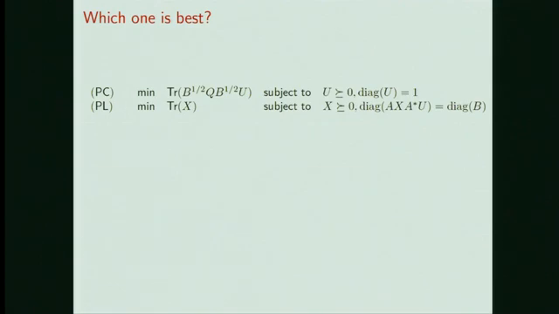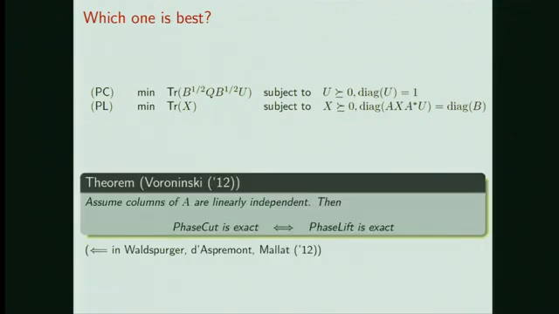So there are two approaches, and they're equivalent, not just under the Gaussian model, but under any model. When one succeeds, the other succeeds. That is, suppose you have the exact solution to PhaseLift, you can use it to construct the exact solution of this, and vice versa.